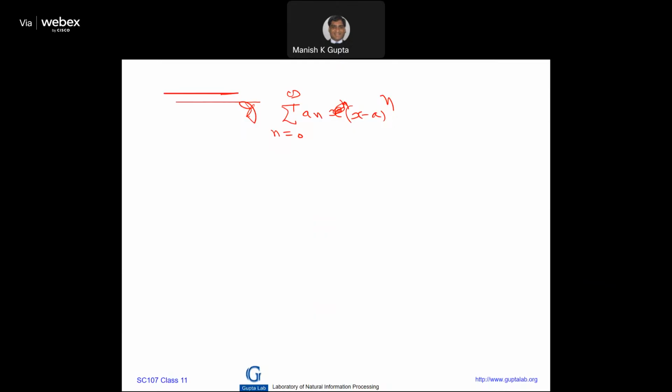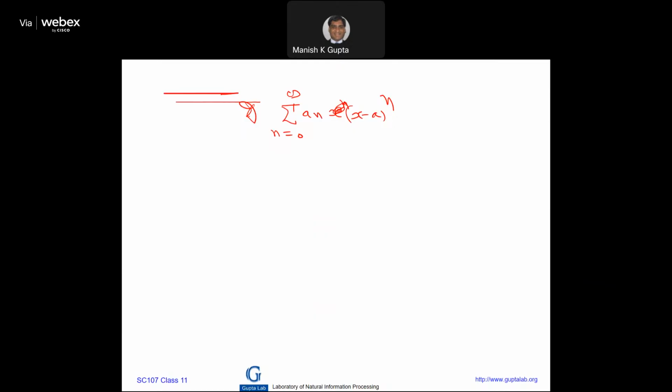Now this series is an infinite series, right? Sometimes we are able to find the sum and sometimes we are not. Sometimes it will converge, sometimes it will diverge, depending on what the values of a_n are and so on. Those values of x for which we are able to find the sum are the values for which the series is convergent.